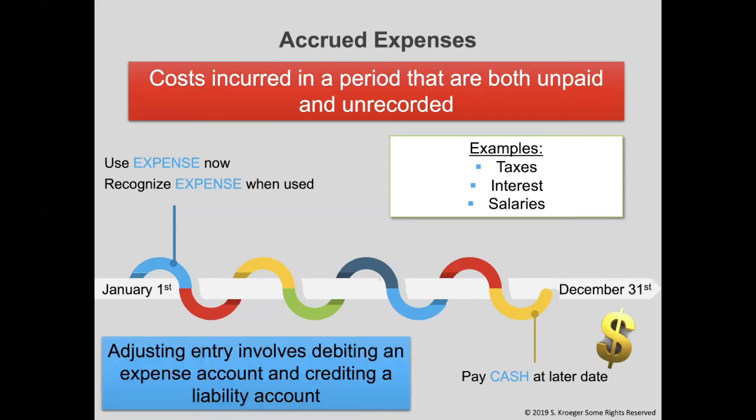The adjusting entry will involve debiting an expense account and crediting a liability account. We are debiting the expense account to record it as an expense during this time period. And we are crediting a liability account because we now owe that debt and will need to pay it in the future.